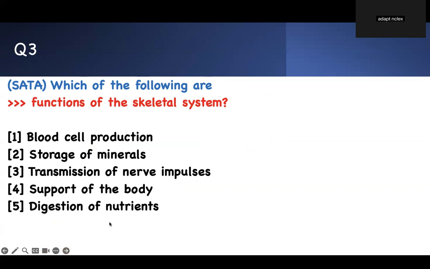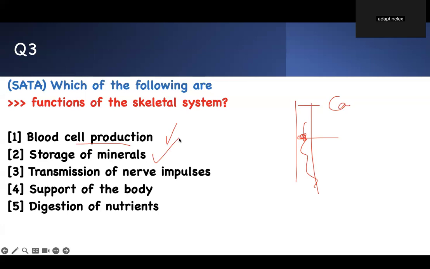Select or apply, same thing. Which of the following are functions of the skeletal system? It requires some content. If you watch my comprehensive review, I talk about the skeletal system. What do they do? You have the bone and there is a marrow. The marrow produces blood cells, right? And within the bone itself, you have minerals like calcium.